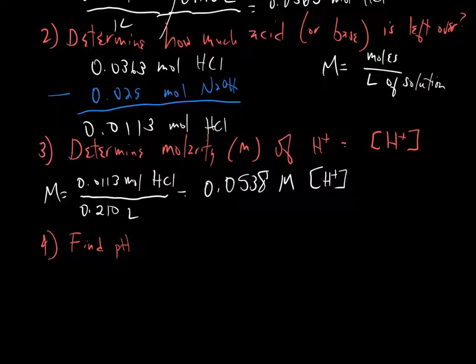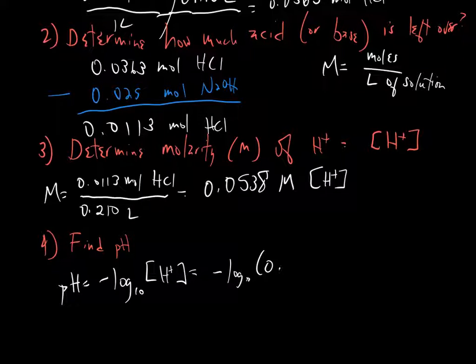So just to review, pH literally is equal to negative log base 10 of the concentration of H plus, which is going to be equal to negative log base 10 of 0.0538. And I get 1.27, and you may get something just a little different based off of rounding. So that would be the final answer.